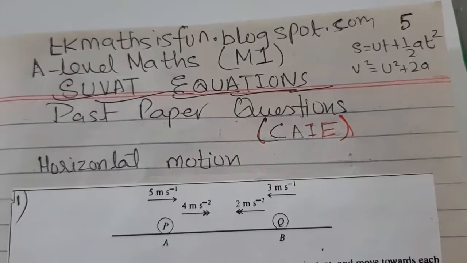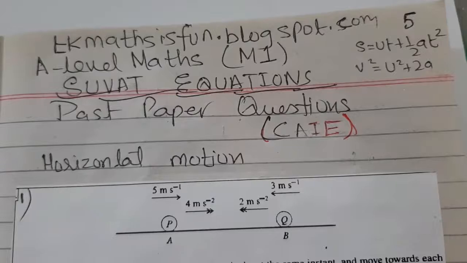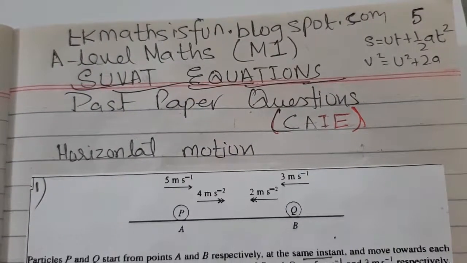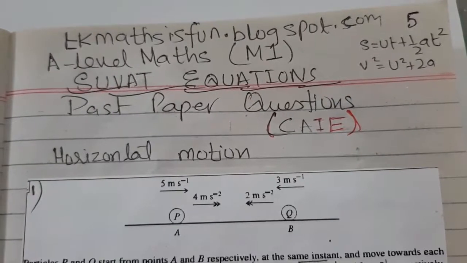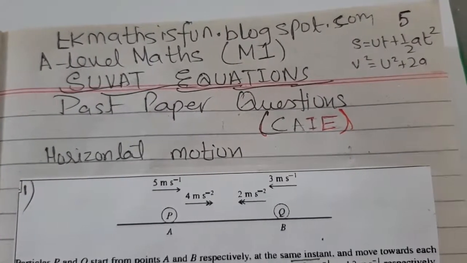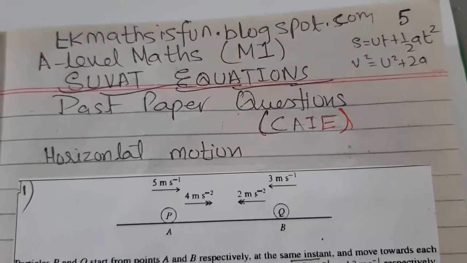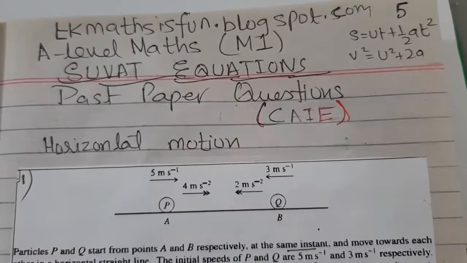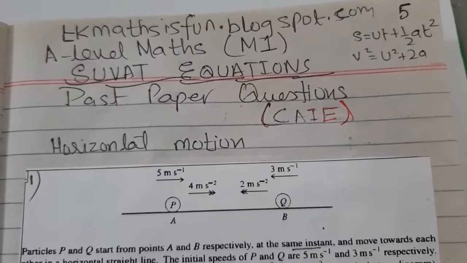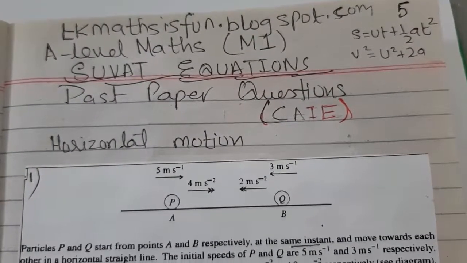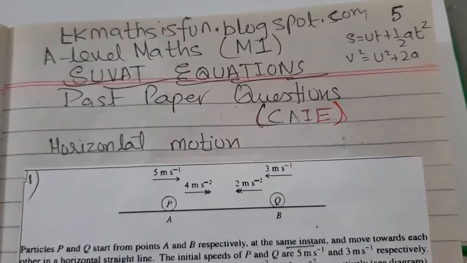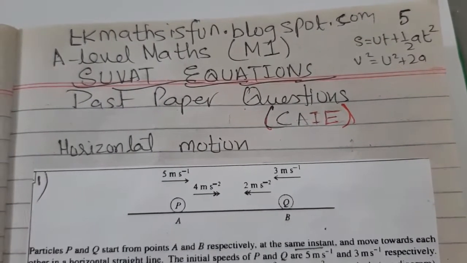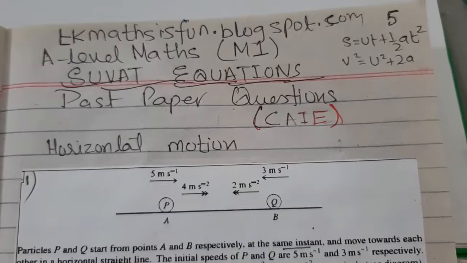This is video number 5 in the continuation of kinematic topics, which is a topic of A-level mathematics M1. In the previous videos, I have already explained the concept of interpretation of a sketch, how to sketch, and some basic concepts. Now in this video, I will use SUVAT equations, which are equations of constant motion, constant acceleration, and we will solve a few past paper questions.